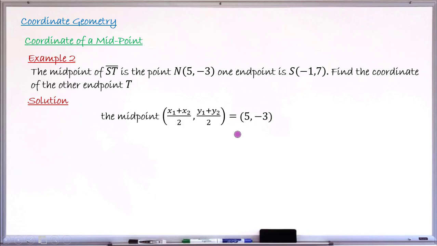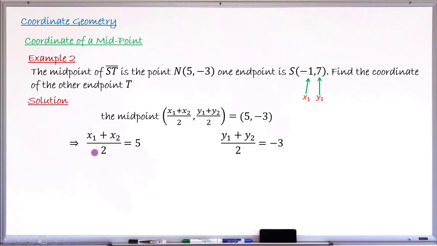So I continue. This 5 is now the x coordinate of the midpoint, and the minus 3 is the y coordinate of the midpoint. So I'm going to have x1 plus x2 all over 2 equals this 5. Like I have said, this is the x coordinate of the midpoint, and this y1 plus y2 divided by 2 will be the same thing as this minus 3, the y coordinate of the midpoint. So I'm going to substitute this x1 by minus 1 and y1 by 7 and solve these equations.